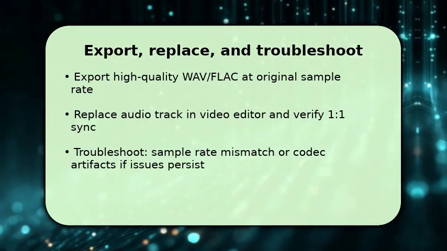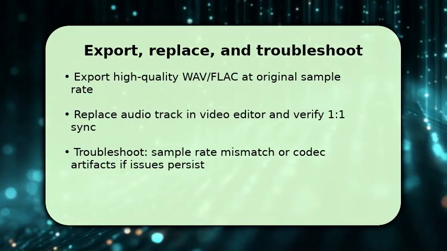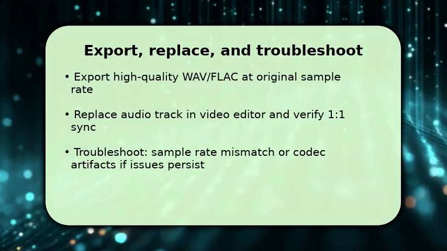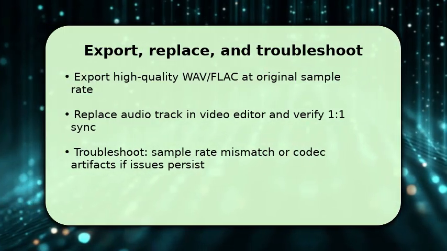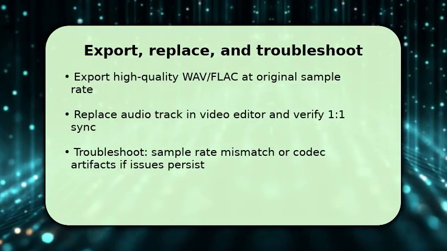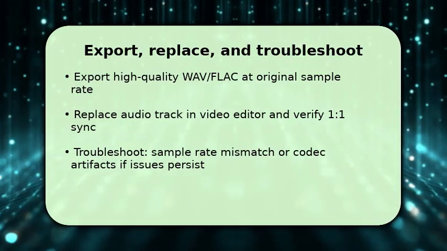Next, replace the video's audio track in your editor, mute the old track, and play through a few suspect scenes to confirm sync and tone. If something's off, check sample rates, time stretch settings, and codec artifacts. Those are common culprits. If you still have drift, consider splitting the track and realigning segments. That fixes gradual timing errors without breaking audio quality.